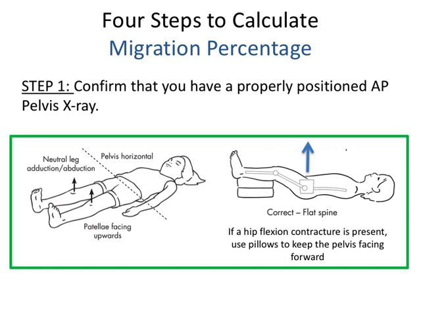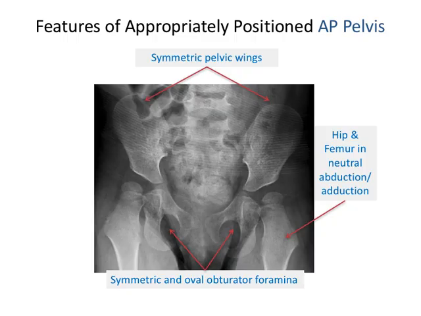We talked about this earlier, about the way that a child should be positioned with neutral leg abduction, with the pelvis horizontal, with pillows underneath the legs to make sure that the pelvis doesn't tilt anteriorly so that you have a proper view of the pelvis. And a properly positioned pelvis should look like this, with symmetric pelvic wings, symmetric and oval obturator foramina, and a hip that is in neutral abduction-adduction, not way out or way in relation to the child.